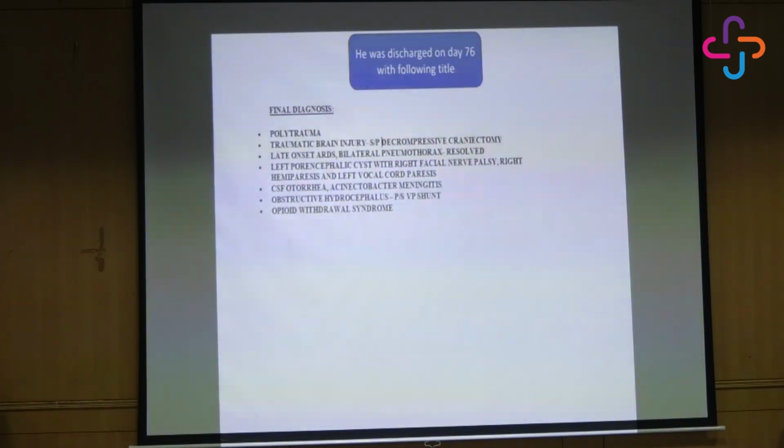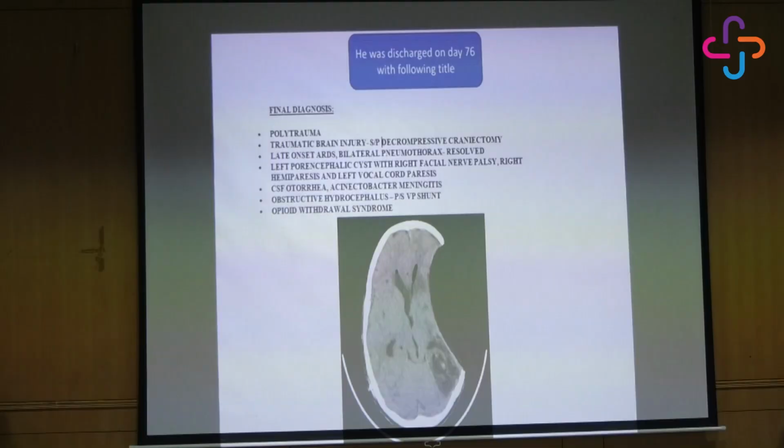And the final diagnosis was polytrauma with severe TBI, late onset ARDS with pneumothorax, and cephalhematoma with facial nerve palsy, right hemiparesis and vocal cord paresis, CSF otorrhea with meningitis, obstructive hydrocephalus status post VP shunt, and opioid withdrawal syndrome. This is the CT at discharge. The child had gliosis of the right frontotemporal and left temporoparietal lobe, both coup and contrecoup injury.